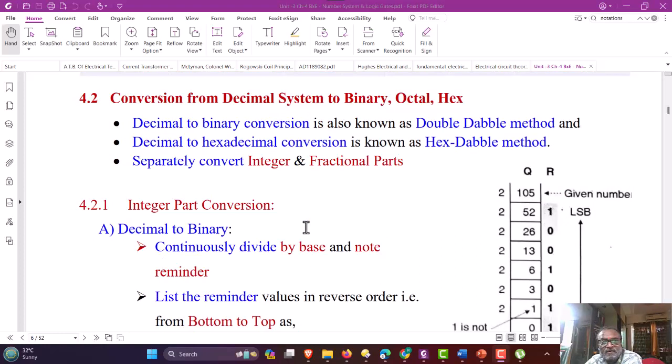Now, conversion from the decimal system to the binary system, octal system, or hex system. The decimal to binary conversion is also known as the double-dabble method of conversion. The decimal to hexadecimal conversion is also known as the hex-dabble method. In these methods, we convert the integer portion and fractional portion separately and then attach them. Let us see what the double-dabble method is.